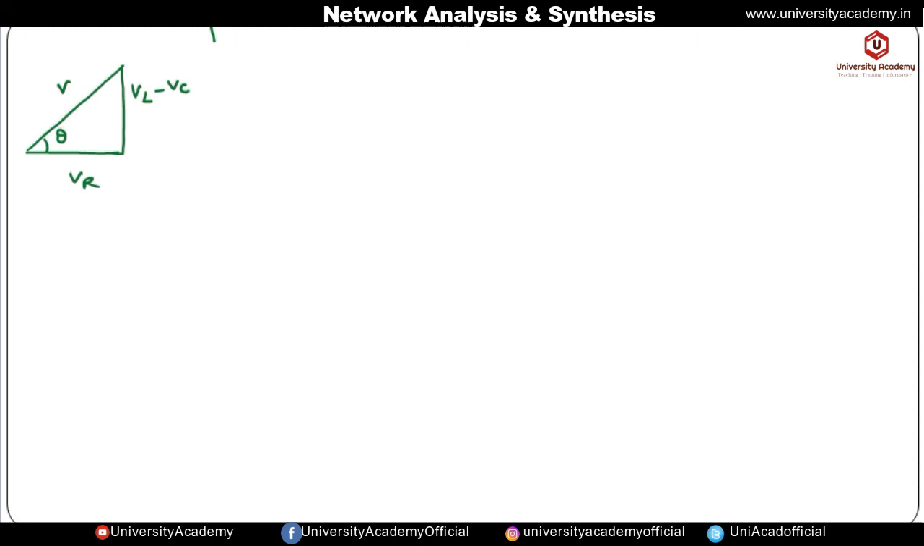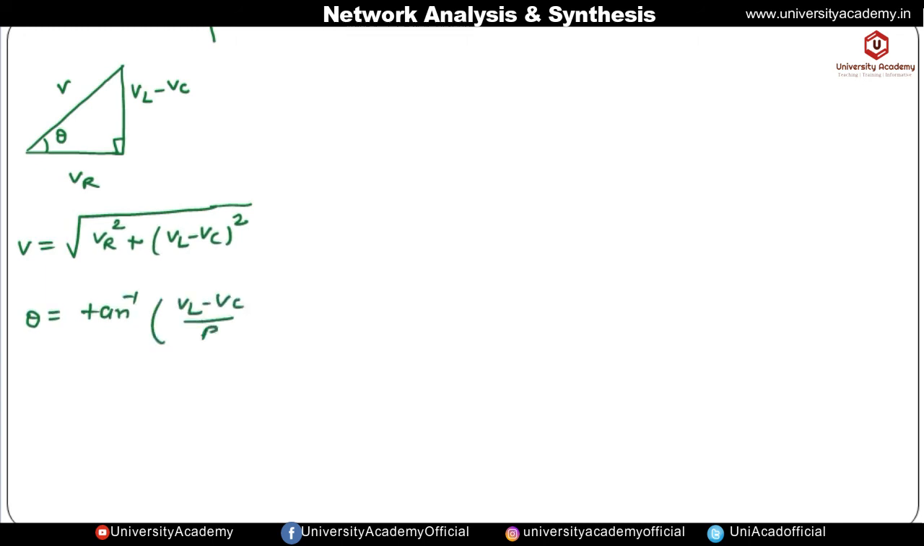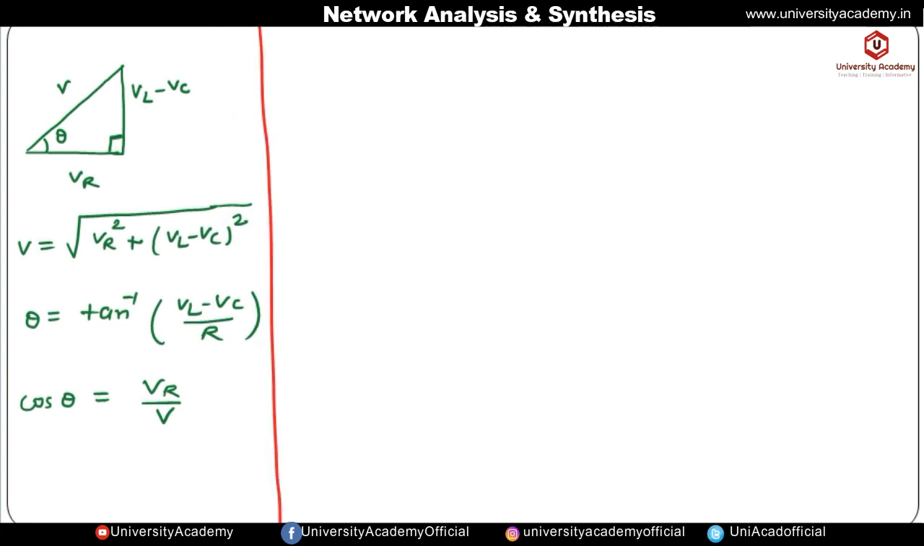Now the total voltage V will be given by square root of VR square plus VL minus VC whole square, since this is 90 degrees. The theta angle will be given by tan inverse of VL minus VC by VR. And the power factor, which is cos theta, will be given by base by hypotenuse, that is VR by V. Now let us draw the impedance triangle.